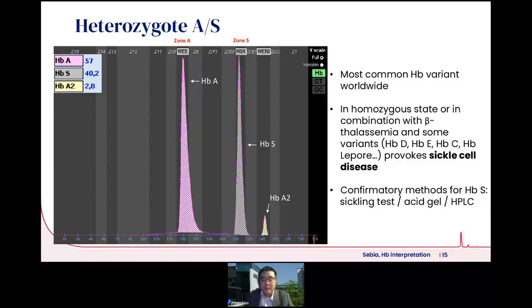If this state is combined with other common variants, even though it's a heterozygous condition, it can lead to a more severe disease, providing the sickle cell attributes as well. It's also important because every charge-based separation method is only presumptive, so you must perform confirmatory methods to confirm hemoglobin S, for example, the sickling tests, the acid gels, or the HPLCs.